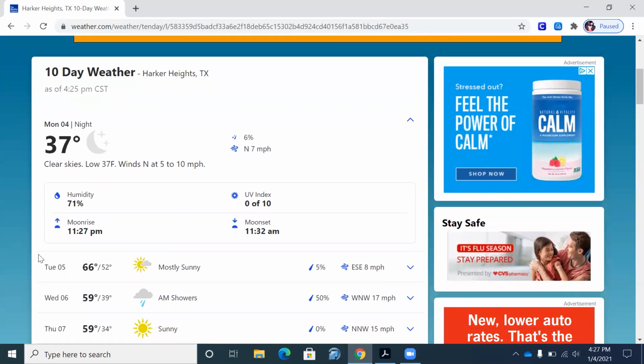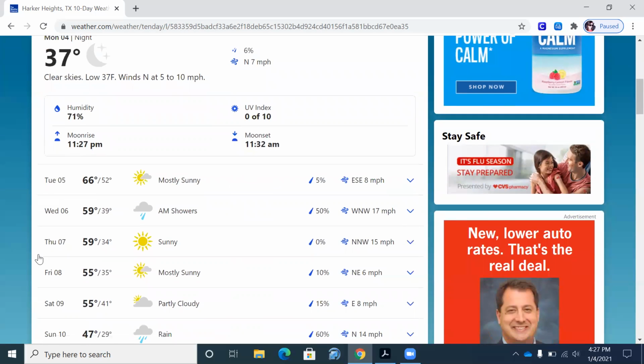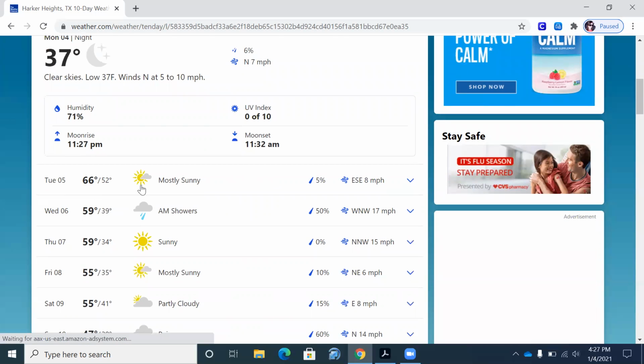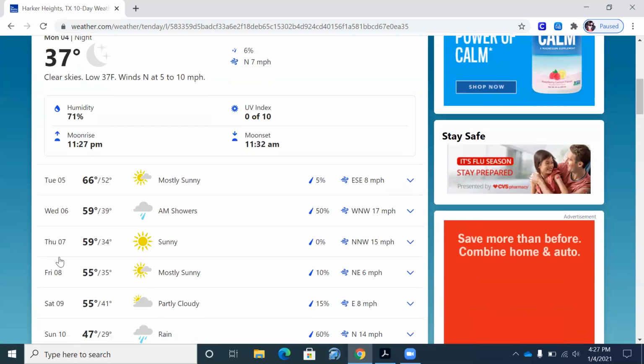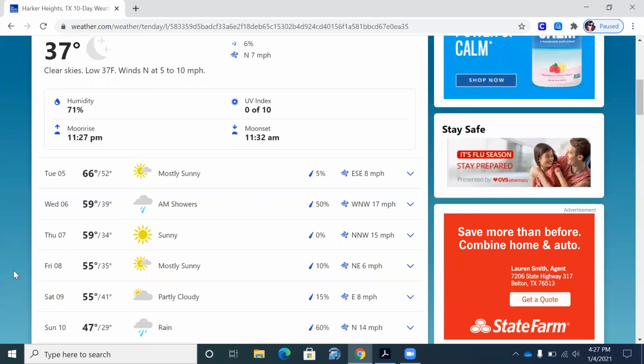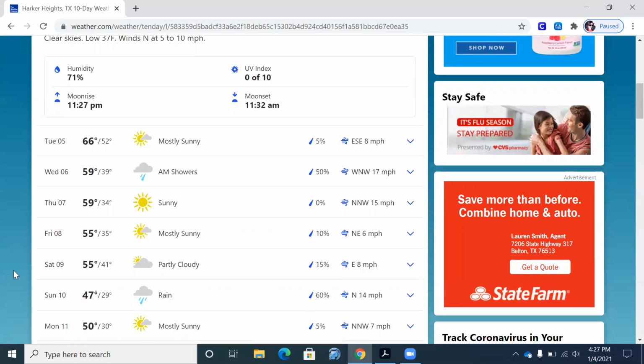Now, as you can see, if you scroll down more, you're going to see what it's going to be like for Tuesday, Wednesday, Thursday, Friday, Saturday, and so on. This is very accurate because it is talking about the days of the week. And obviously these aren't the days that you're going to be working with, because it's not January 5th anymore. So really important information for you to see.